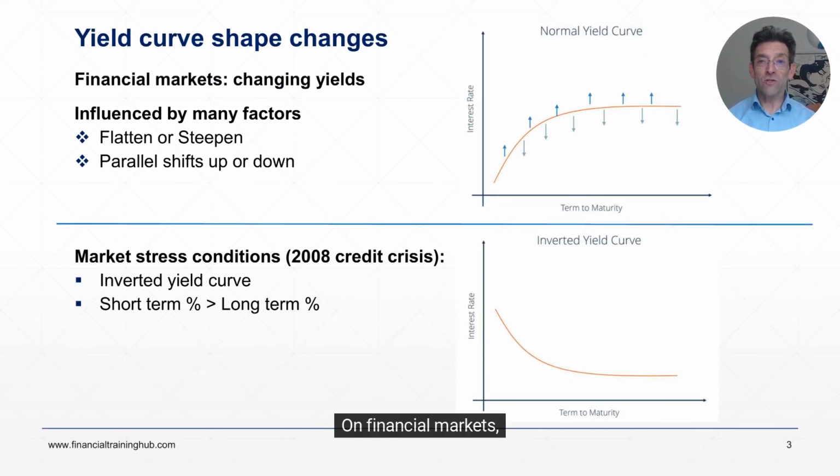On financial markets, the interest rates change constantly. Interest rate changes are influenced by many factors, such as supply and demand of capital, economic developments, and market interventions. This causes the yield curve to flatten, to steepen, and to shift parallel up or down.